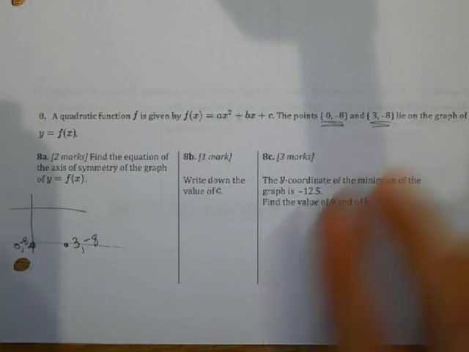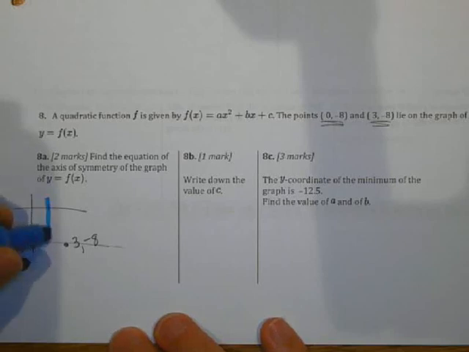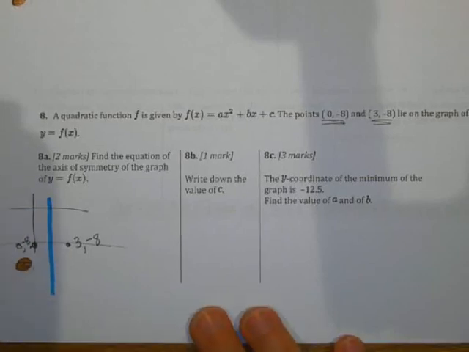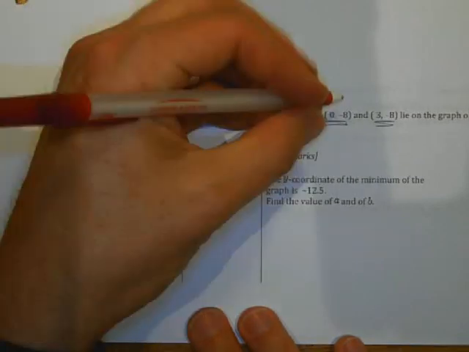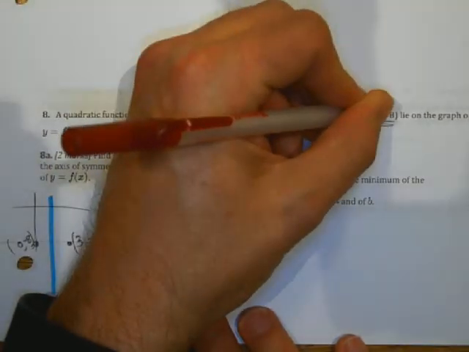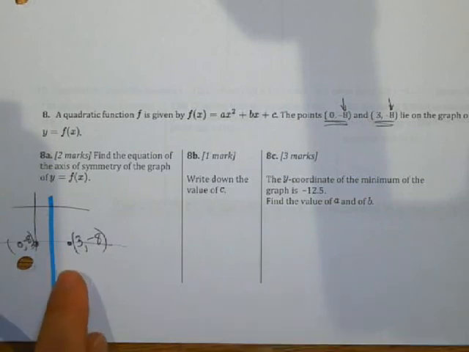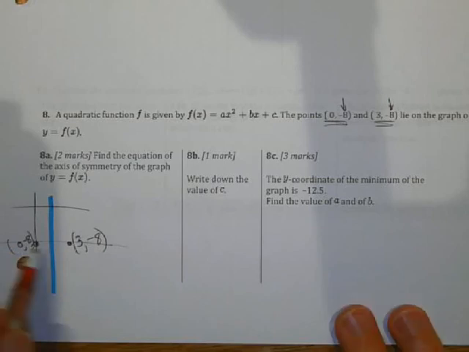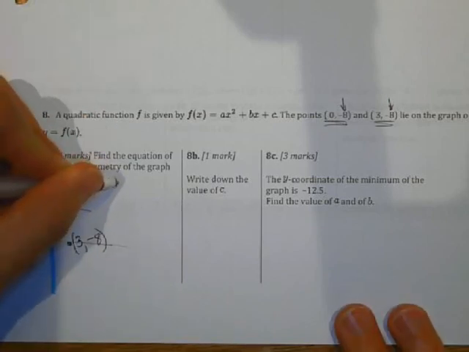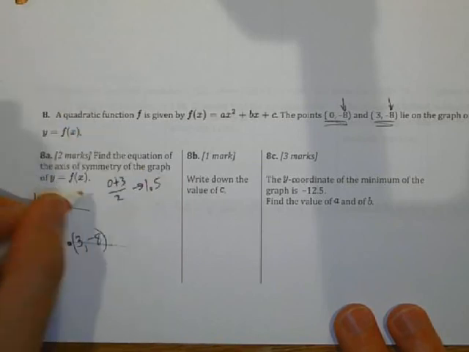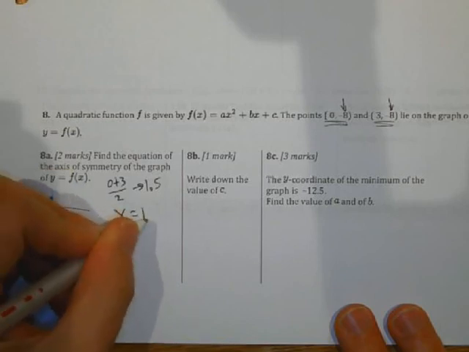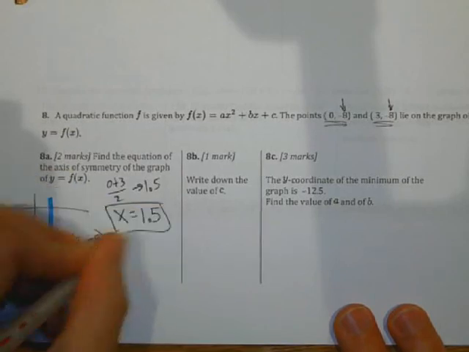Since they have the same y value, they're going to be an equal distance away from the axis of symmetry of the parabola. So what's halfway between 0 and 3? Well, I can add those together: 0 plus 3 divided by 2, and I get 1.5. So my axis of symmetry is x equals 1.5. That's my axis of symmetry.